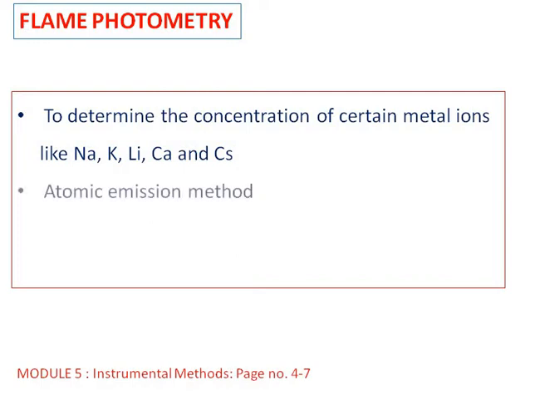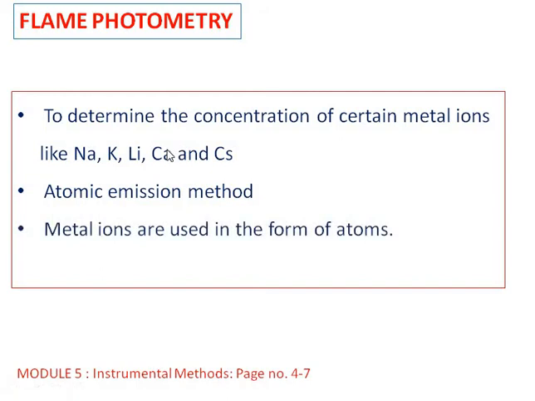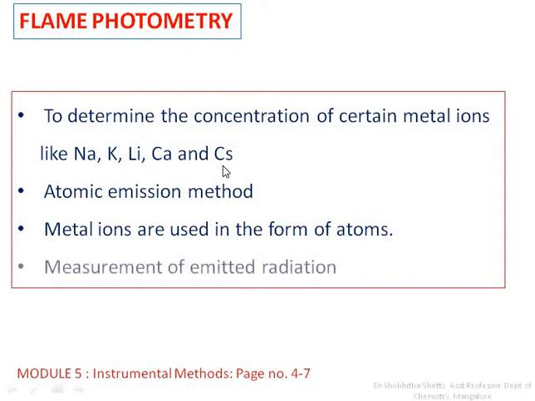Basically it involves the atomic emission method, and the study of metals is usually done in the form of their atoms. Atomization also occurs during the process, and mainly the emitted radiation is measured. What happens when a flame source is used inside a flame photometer and the sample is subjected to the flame? The thermal energy from the flame evaporates the solvent, and the compounds or salt forms of the elements are dissociated into their atomic form.